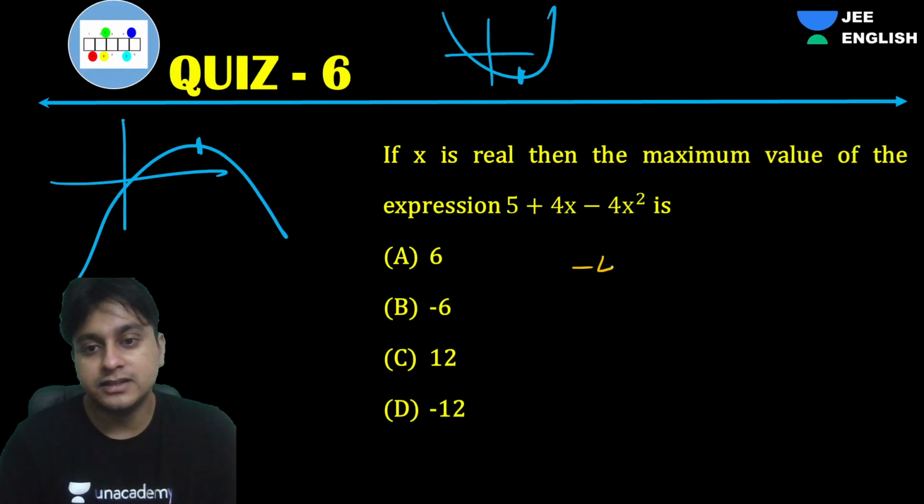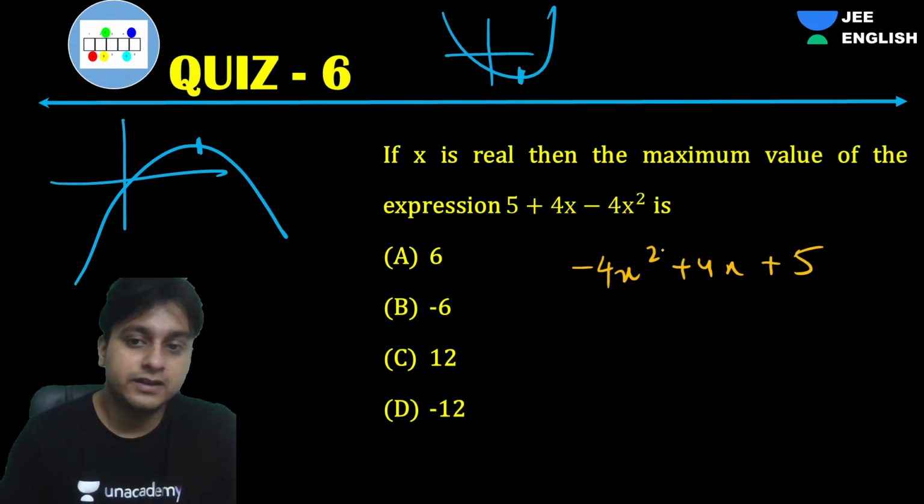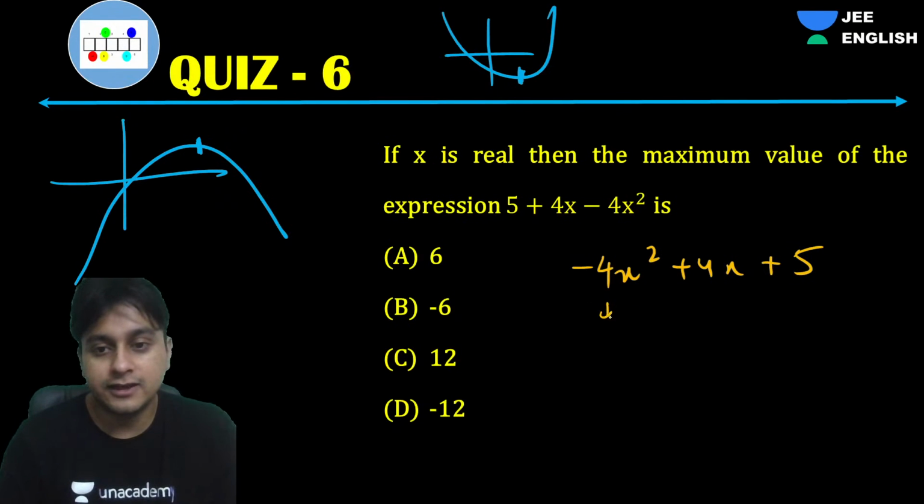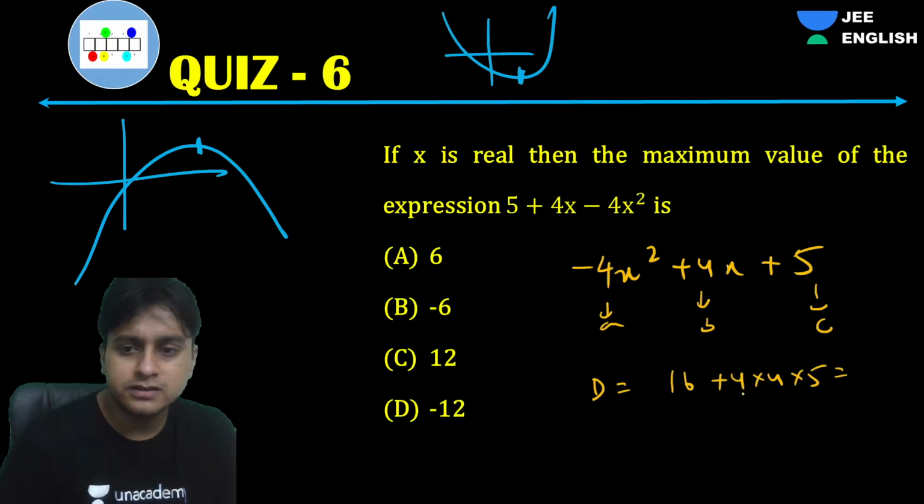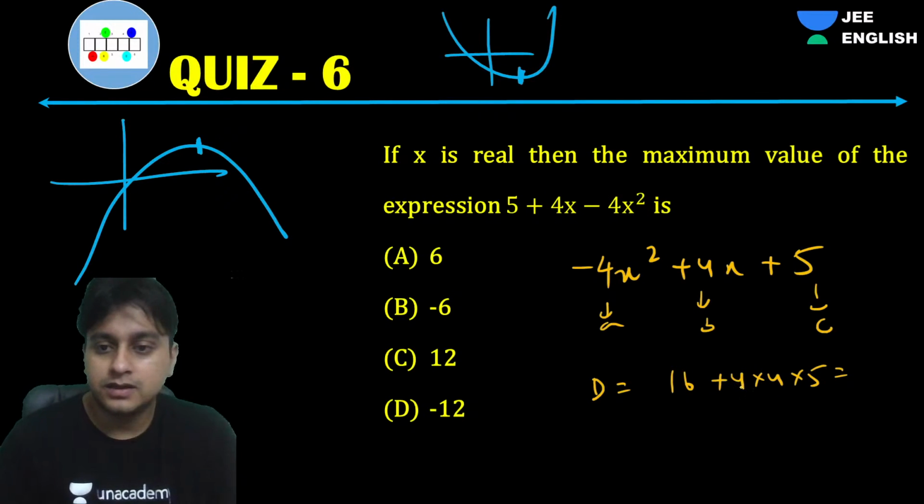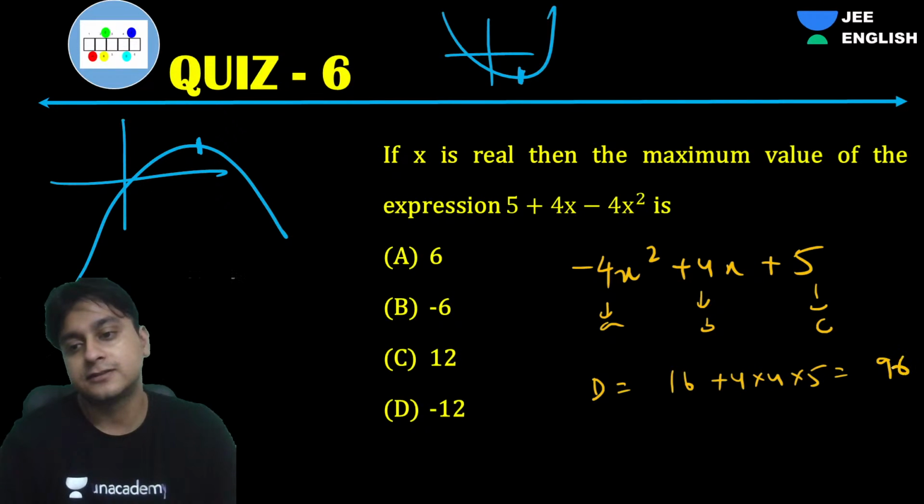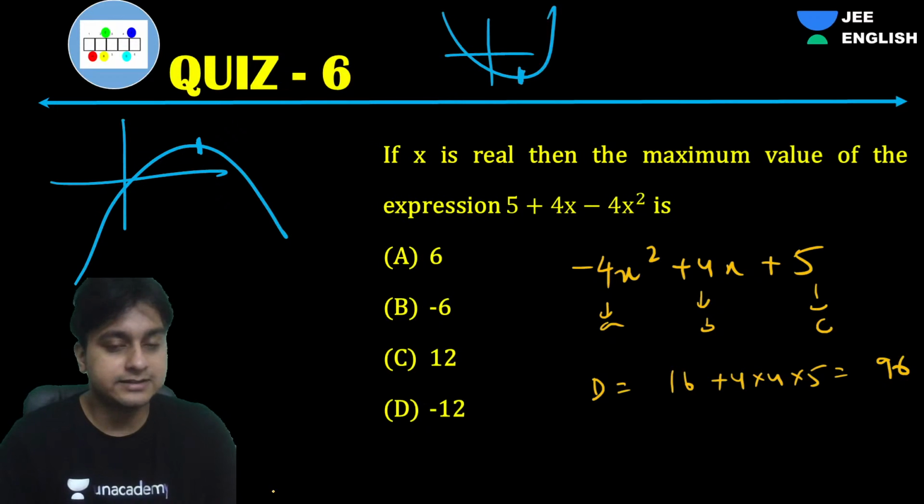We can write this as minus 4x square plus x plus, this is a. So what is it coming as, guys? Discriminant, b square, that will be what? 16, b square minus 4ac, into 5. How much are we getting? 16 fives are 80, 96. Discriminant is coming as 96.